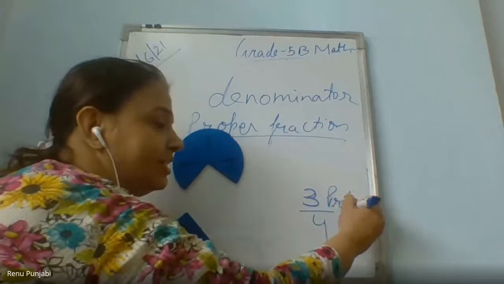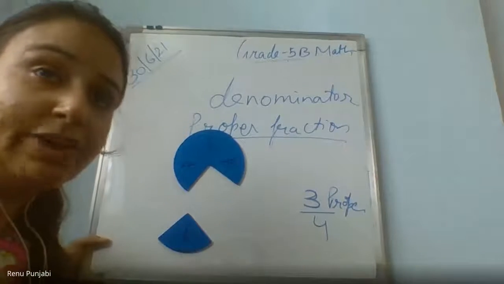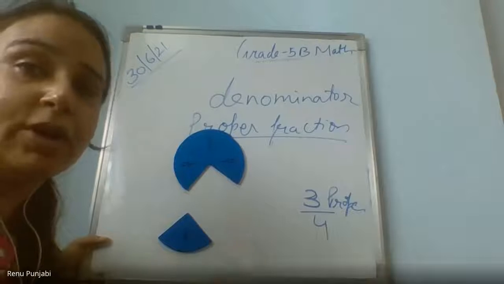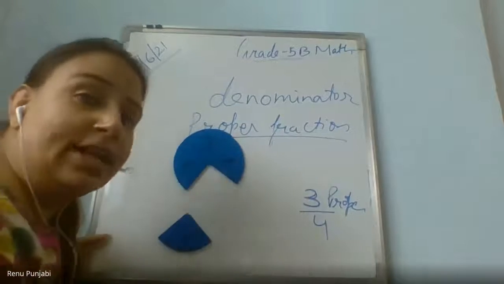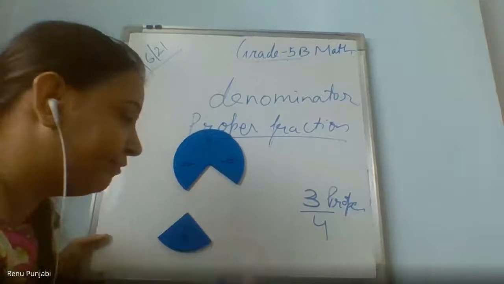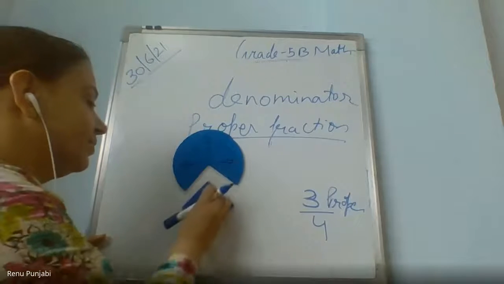3/4 कर लो. Ma'am, this always becomes 4/4. So this is also a proper fraction, करना possible है. Parts करना possible है क्योंकि there were total 4 and we are talking about the 3. Then also possible. That is why it is a proper fraction.